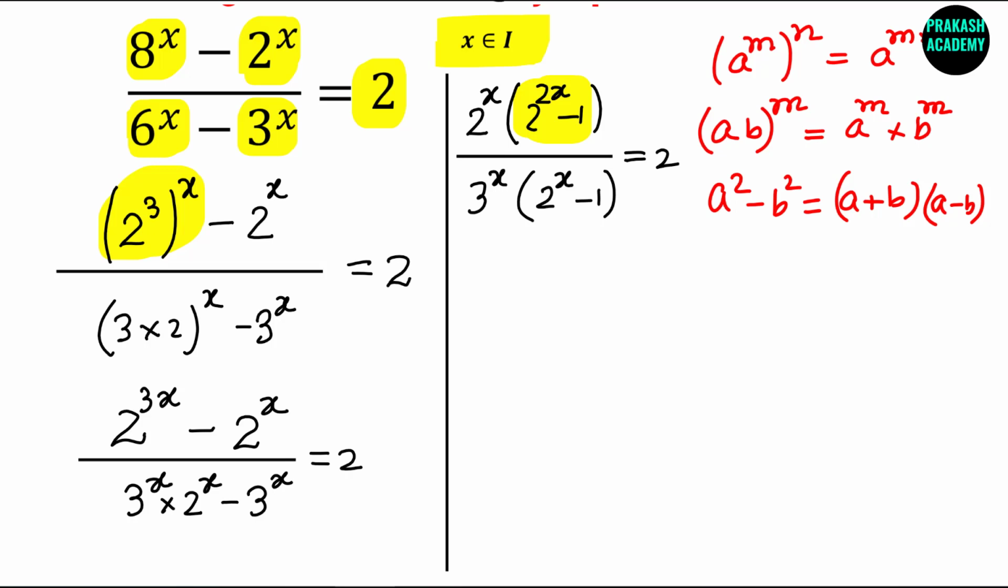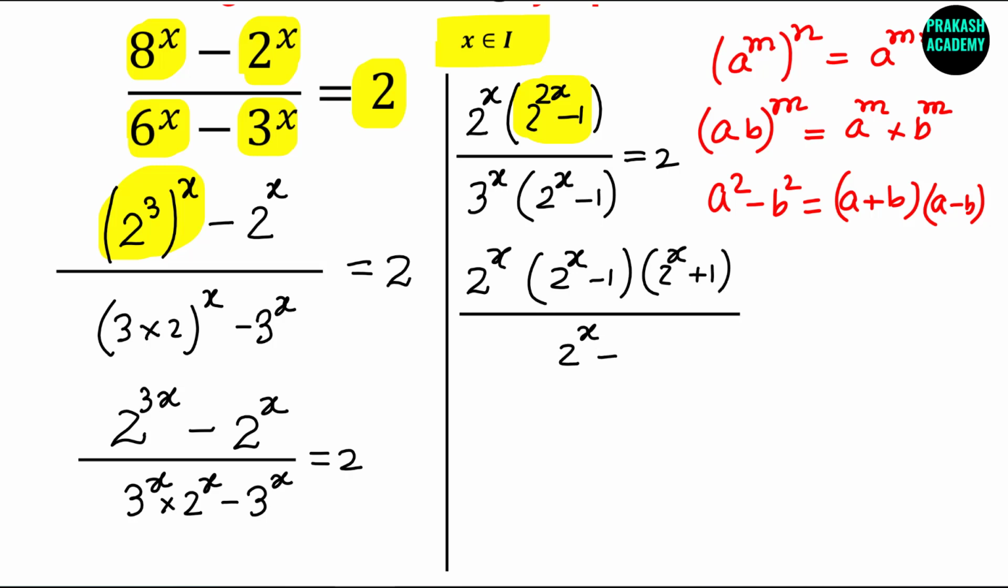So here I have 2^(2x). I can write this as (2^x) whole squared minus 1. So this will become (2^x plus 1) into (2^x minus 1). So I can use this here. This will be 2^x into (2^x minus 1) into (2^x plus 1), and this divided by 2^x minus 1 is equal to 2.